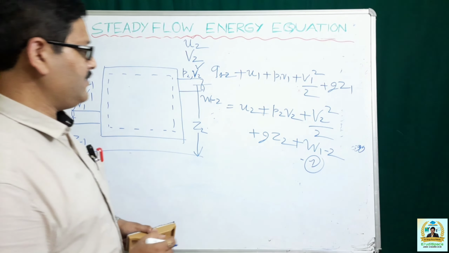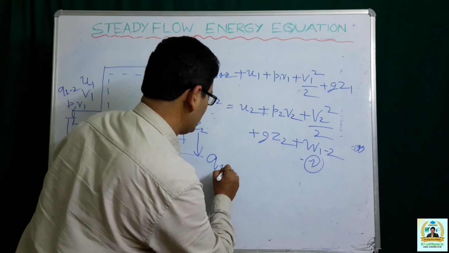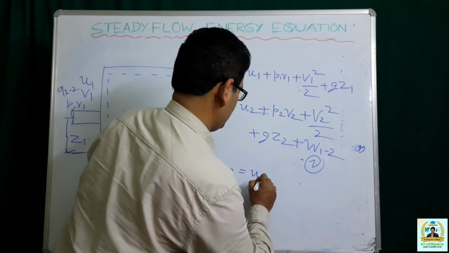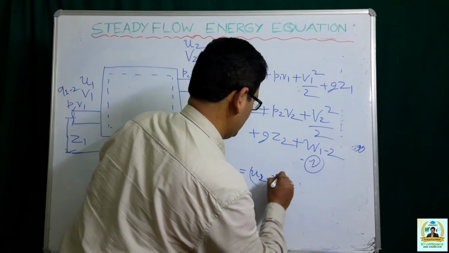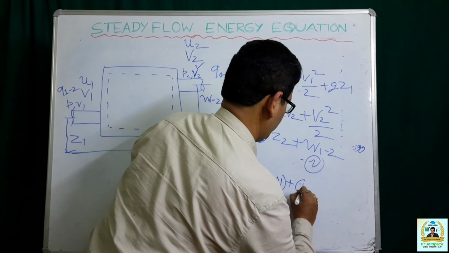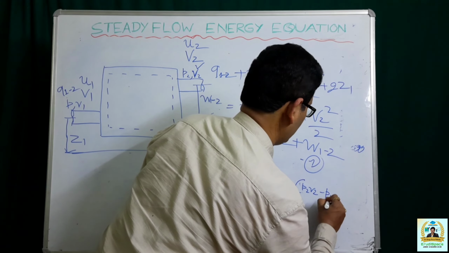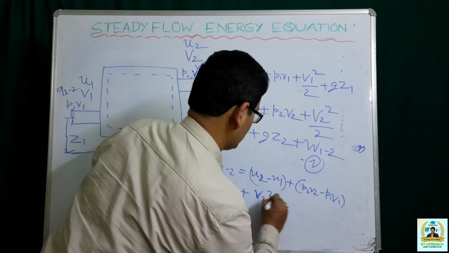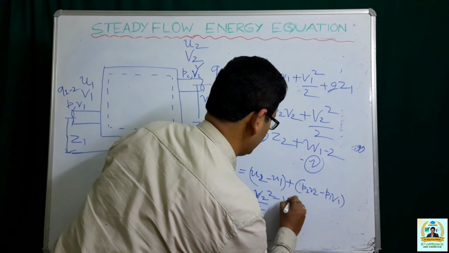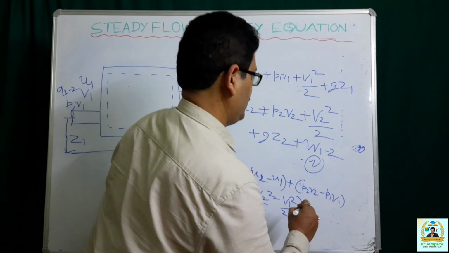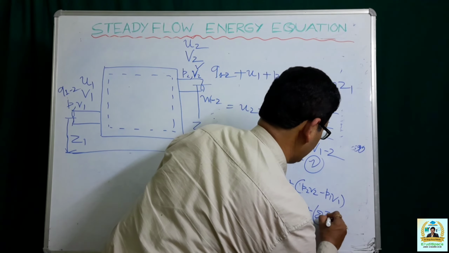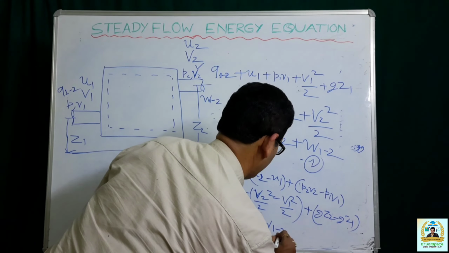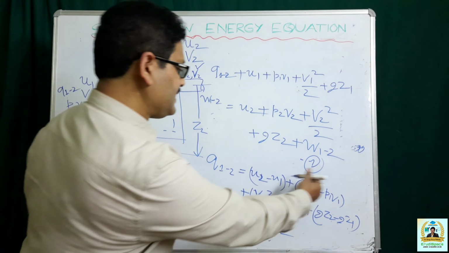If you carefully analyze everything, you can say that Q12 is equal to U2 minus U1 plus P2 V2 minus P1 V1 plus V2 square by 2 minus V1 square by 2 plus Z2 minus Z1 plus W12. Now, what are these things?